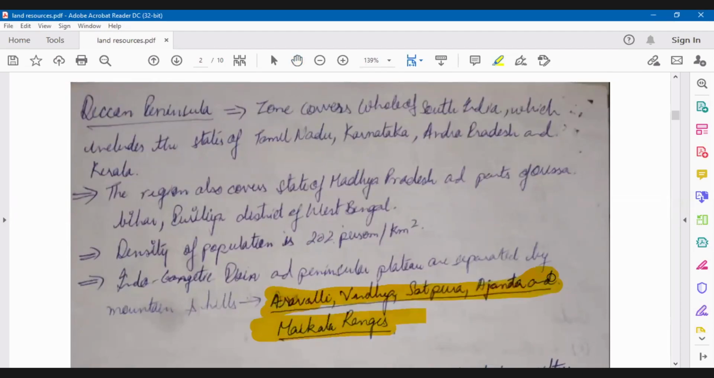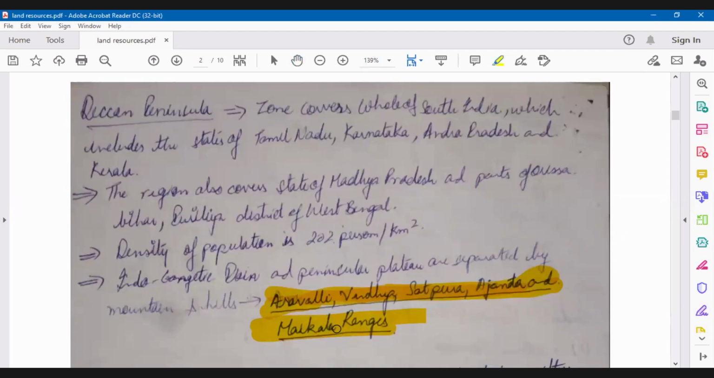So basically, these factors tell which states cover which parts. That is important, but there is one more important factor in this, and that is what separates the Indo-Gangetic plain from your peninsular plateau. So the ranges are Aravalli, Vindhya, Satpura, Ajanta and Mekhala. I had just shown you in the map.